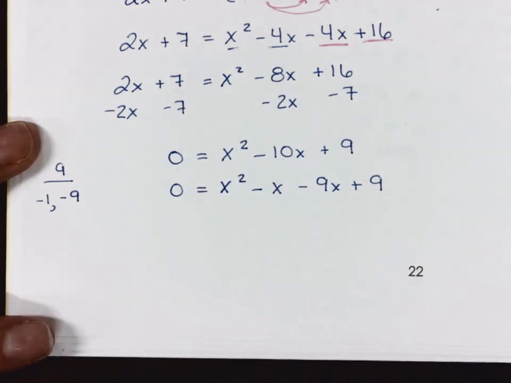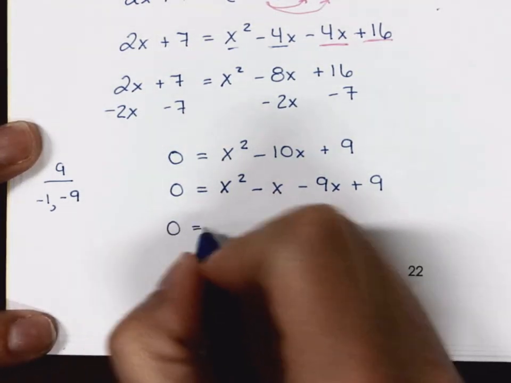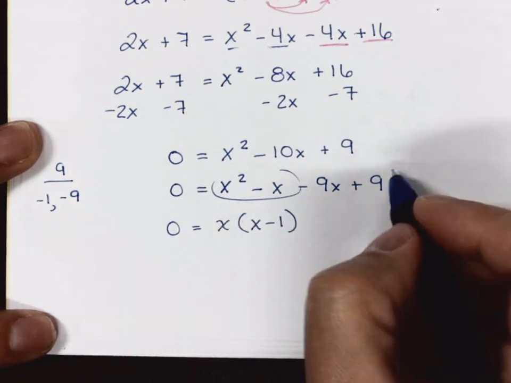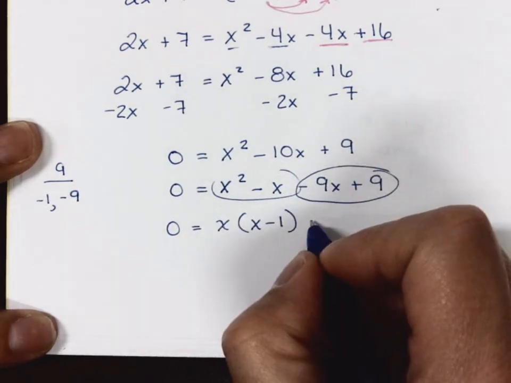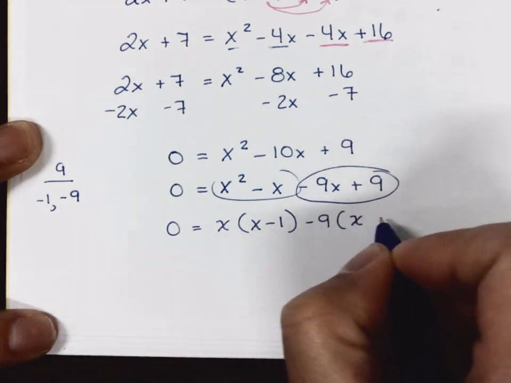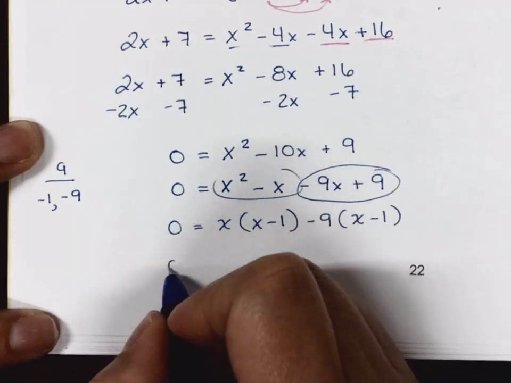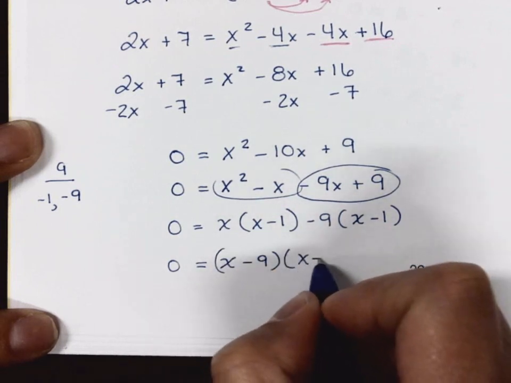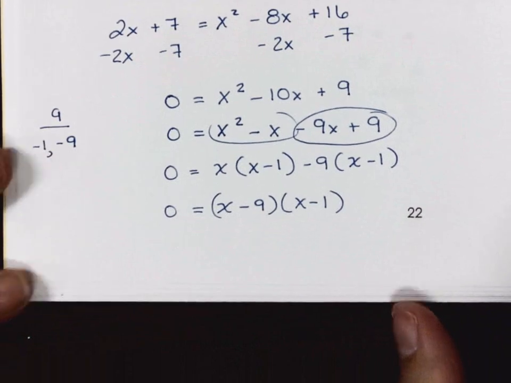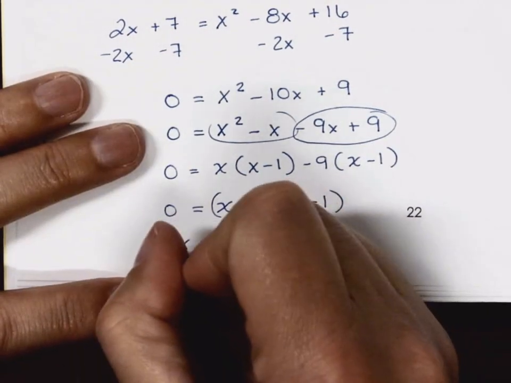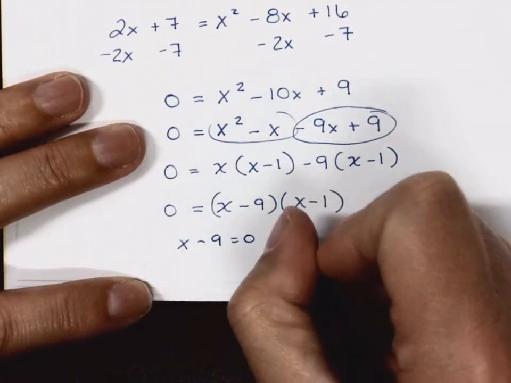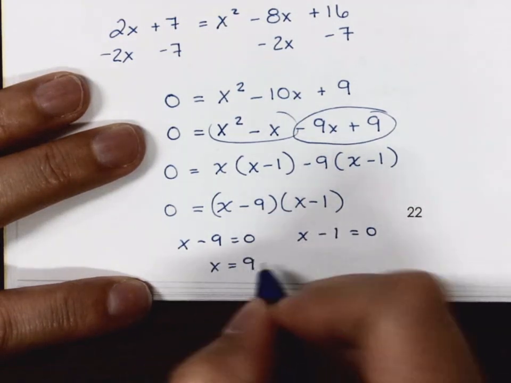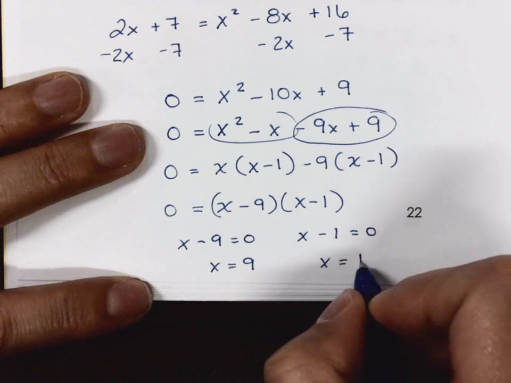If you want to do it the quick way of factoring, you're more than welcome to. Look at those two. I'm going to common factor it in x. I'm left with x minus 1. I look at those two. I'm going to common factor it in negative 9. I'm left with x minus 1. So I've got x minus 9 and x minus 1. We're going to solve those. So x minus 9 equals 0. x minus 1 equals 0. So x is equal to a positive 9. x is equal to a positive 1.